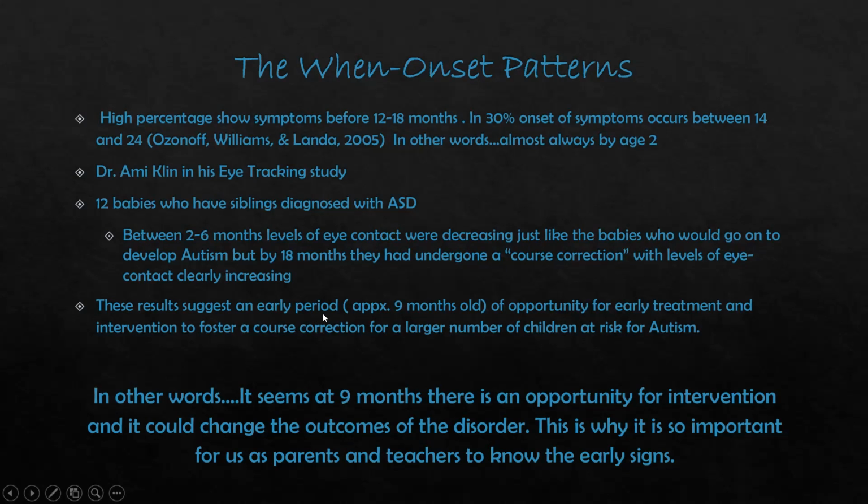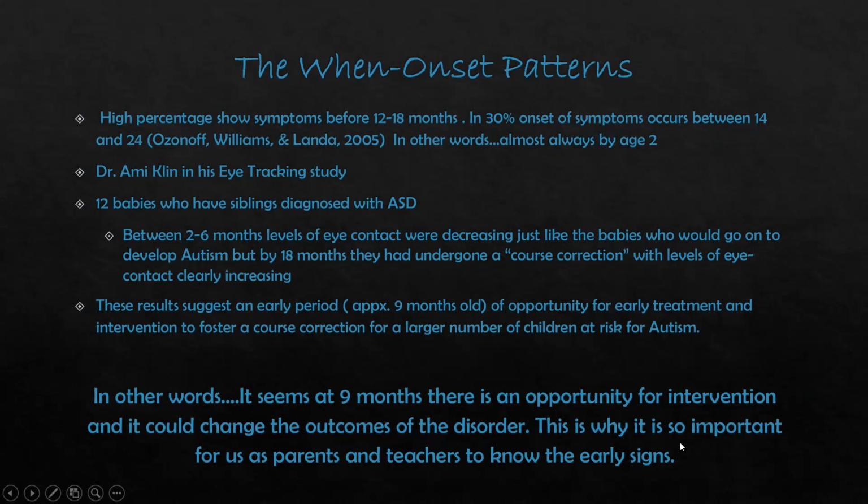These results suggest that there's an early period, and they have put it at 9 months old, where we as teachers and parents of children showing autistic signs, we have an opportunity to get in there and do early treatment and intervention. And what they've seen is that children, if it can be spotted by 9 months old and they get intervention and early treatment, they are seeing a course correction for a large number, a significant number. When I say course correction, I do not mean that they no longer show autistic traits. What I mean is they saw better outcomes in the children with early intervention.